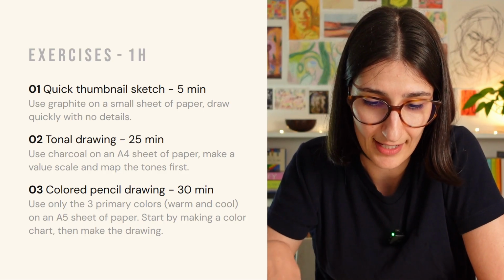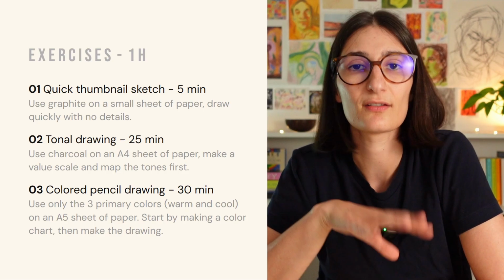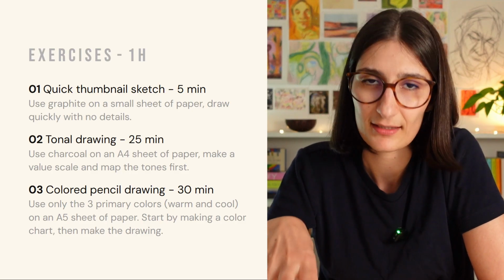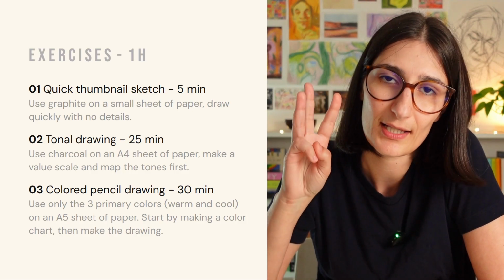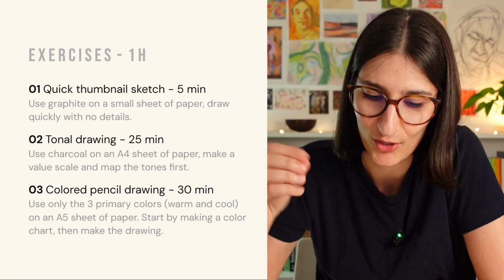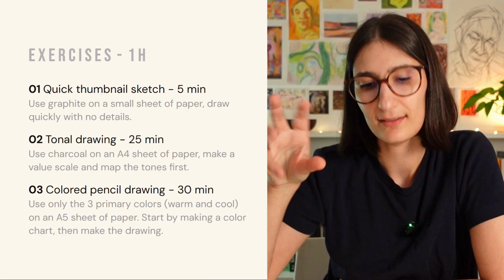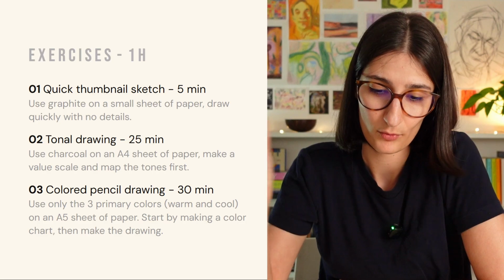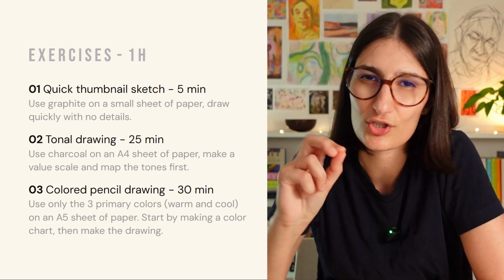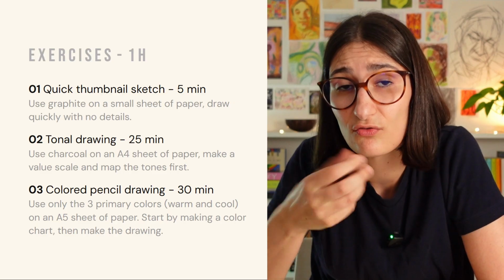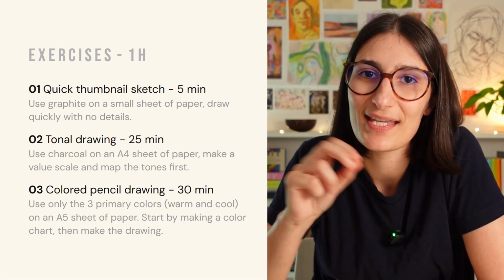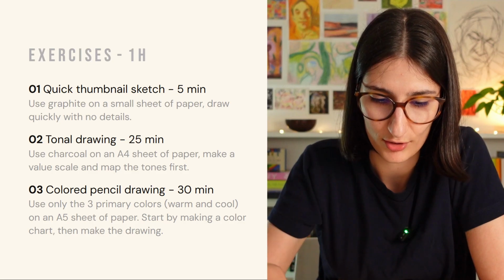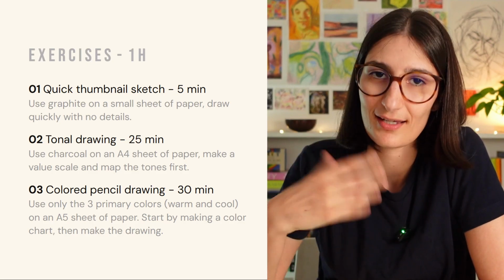Then the third exercise, we're going to use colored pencil. It's going to take around 30 minutes. And the idea is to only use the 3 primary colors, and use both the warm and cool versions of it. You can do it on an A5 sheet of paper. We're going to start by making some color charts, because as we are going to only use 3 colors, we are going to need to mix some of them to create more colors. So we're going to test them first, and then we're going to make the drawing. So now grab your materials and get ready, because we're going to start drawing.